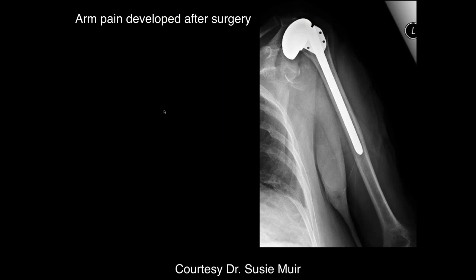Okay, arm pain developed after surgery. So this patient has an arthroplasty there. It looks like it's superiorly displaced. Yeah, it's a little bit superior. Here's the glenoid. It's a little superiorly displaced, and we're seeing some funny densities here. Yeah, some curvilinear calcification or densities. And a funny thing here.